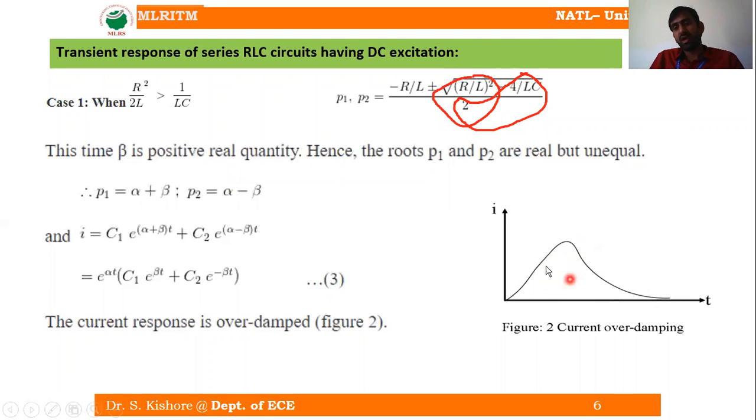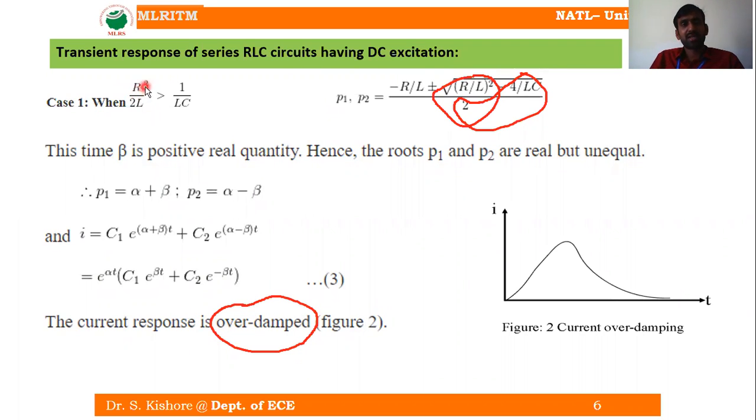So that is the reason why this condition occurs when the roots are real and unequal, that is, when R squared by 4L squared is greater than 1 by LC, we have real and unequal roots and the response is overdamped. This point you have to observe very clearly, right? So let us move into the next case.